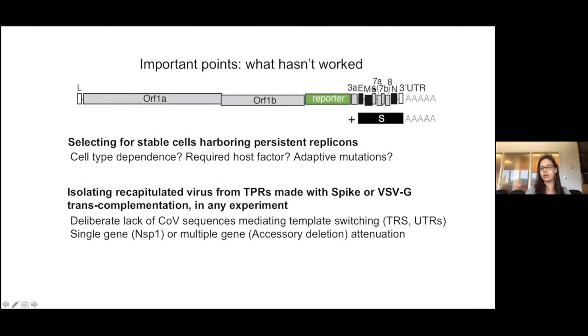So Joe mentioned that in addition to the reporter, we'll also have a neomycin selection gene. So we've been trying for months now to select for stable cells that harbor persistent replicons. And we weren't successful until now because the cells just died eventually. So I guess the replicons were just too cytotoxic, even though we tried also using the NSP1 mutant.